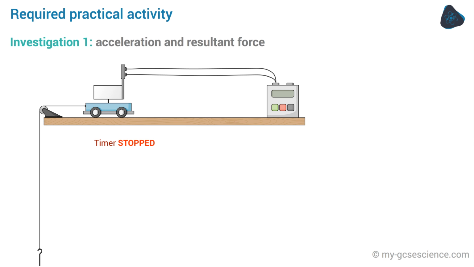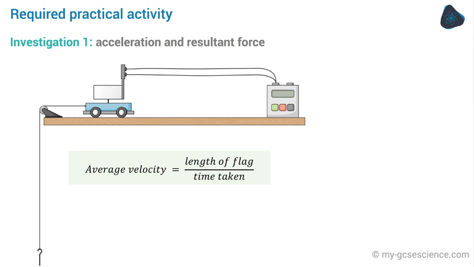If we know the length of the flag which is attached to the object, then we can work out its average velocity in the light gate by using this equation. Average velocity equals length of flag divided by time taken. In practice, this is all done automatically by the light gate and the data logger which it's connected to. As the experimenter, you just have to program in the length of the flag.